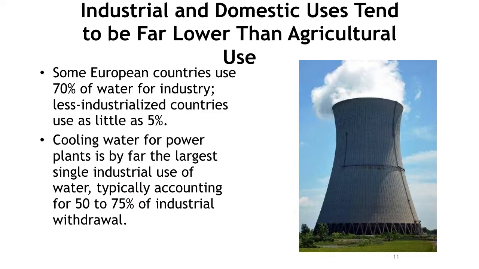Industry uses include energy production, but industrial and domestic uses tend to be far lower than agricultural uses. Industrial uses represent about one-fifth of all water withdrawals worldwide. Some European countries use 70% of water for industry. Less industrialized countries use as little as 5%. Cooling water for power plants is by far the largest single industrial use of water, typically accounting for 50 to 75% of industrial withdrawal. If treated properly, much of the cooling water can be recycled for other uses.